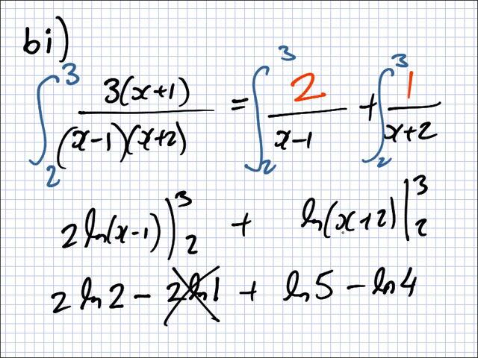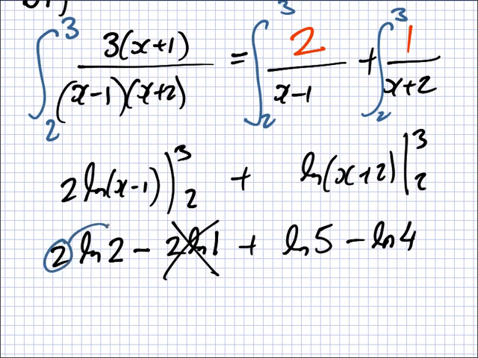Now, what form did they want the answer? In the form of log k. So we'll have to bring this 2 up to the top. We get log 4 plus log 5 minus log 4. So what's the answer? Log 5.